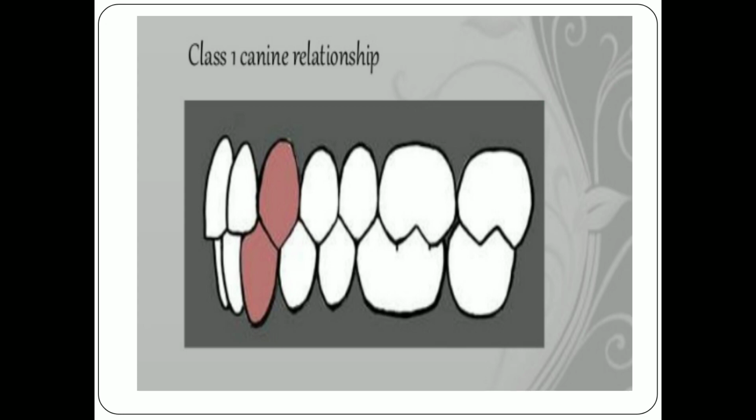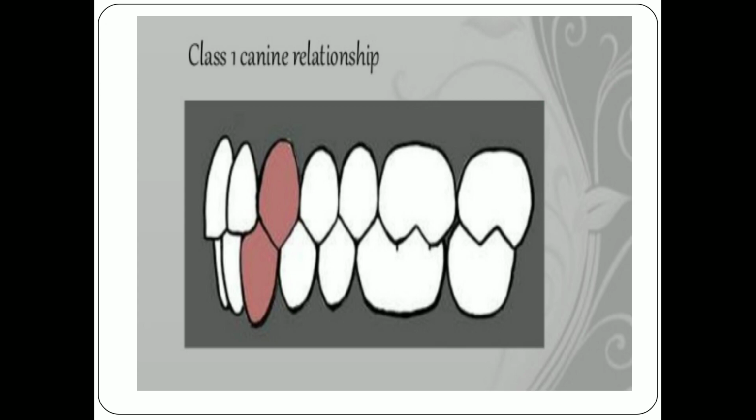In the previous e-learning sessions, we have discussed the definition of occlusion, the difference between occlusion and articulation, and different compensating curves, starting from the curve of Spee, curve of Wilson, curve of Monson, and even the pressure curve. Now in this class we will discuss canine relationships, molar relationships, and a little bit about concepts of occlusion.